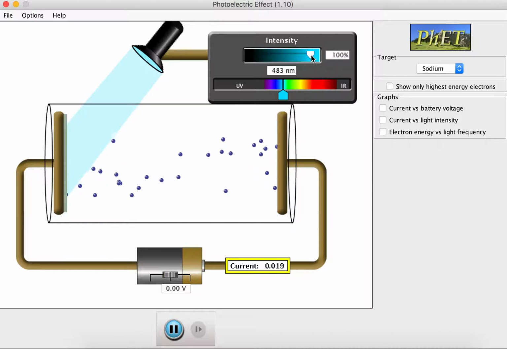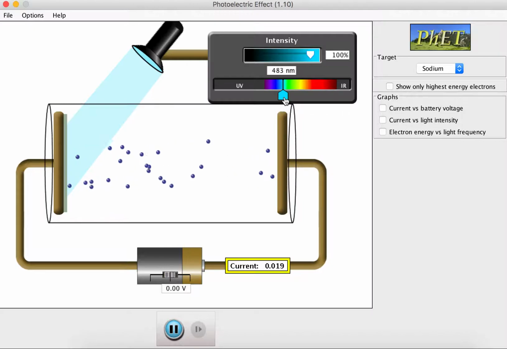And we can prove that by now decreasing the intensity of light. We can see the current goes down, but there are still a few electrons being ejected. So the intensity of the light, we can see here, determines the number of electrons that we're ejecting. So as we get to less and less intensity, we start to see almost no electrons. If we go all the way back up to 100, we're seeing a lot of electrons.